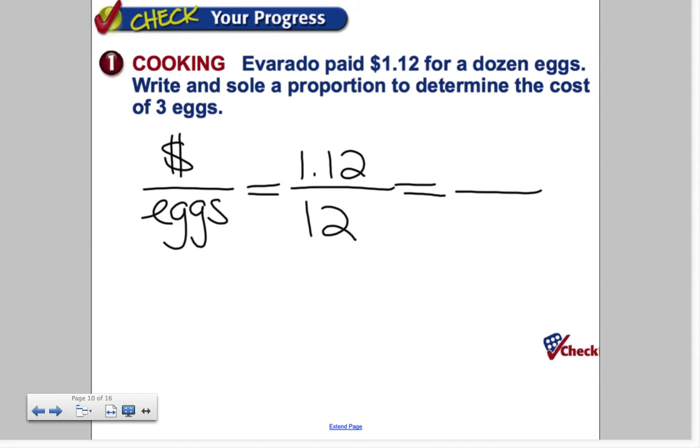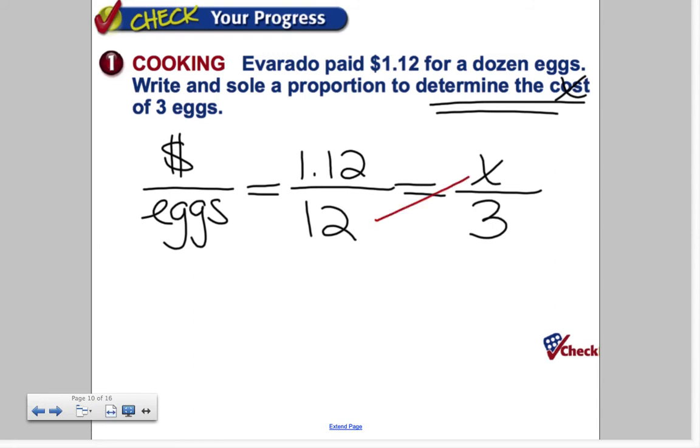So you're trying to determine the cost, which means that's where our X is going to have to be, is where the cost is. And cost is where? On top. So the X is going to go on top, and we need to figure out the cost for 3 eggs. Now, do you have that set up correctly? Okay. Now, cross multiply. How much does it cost?